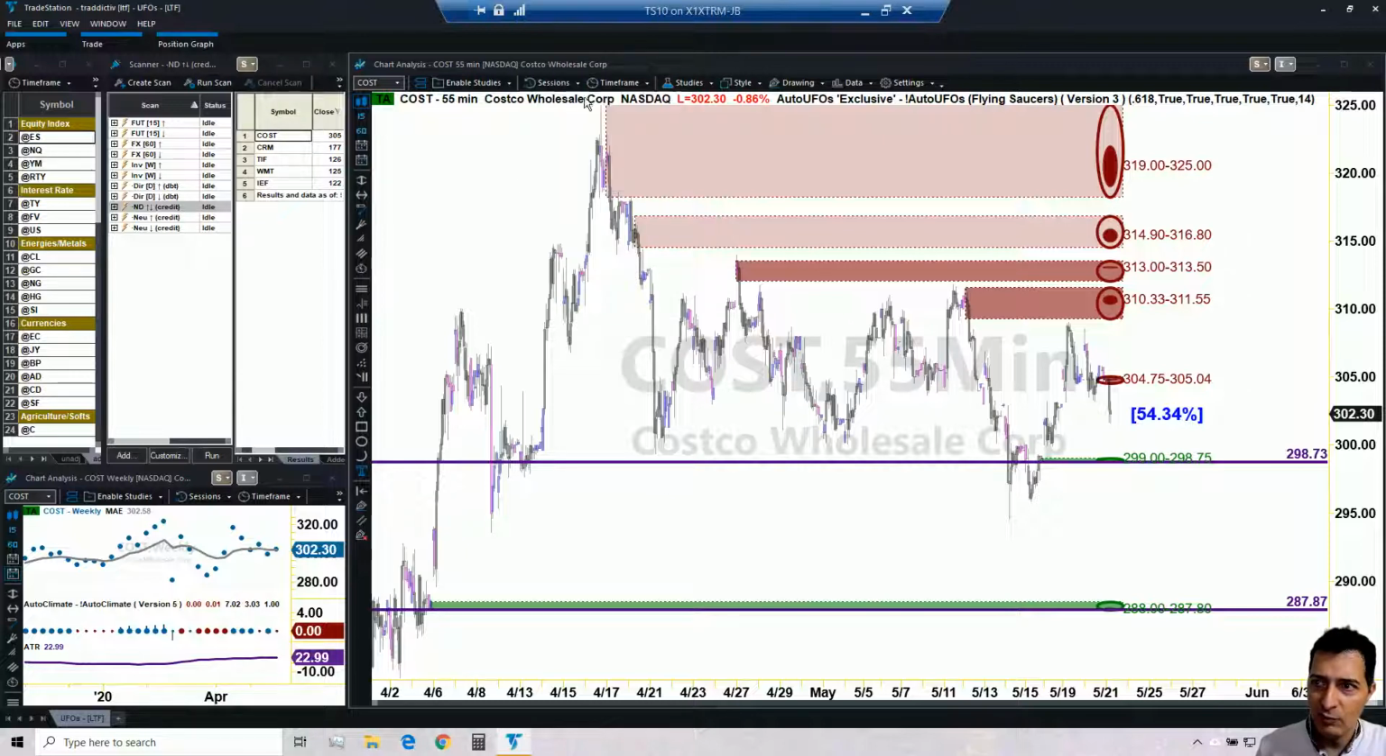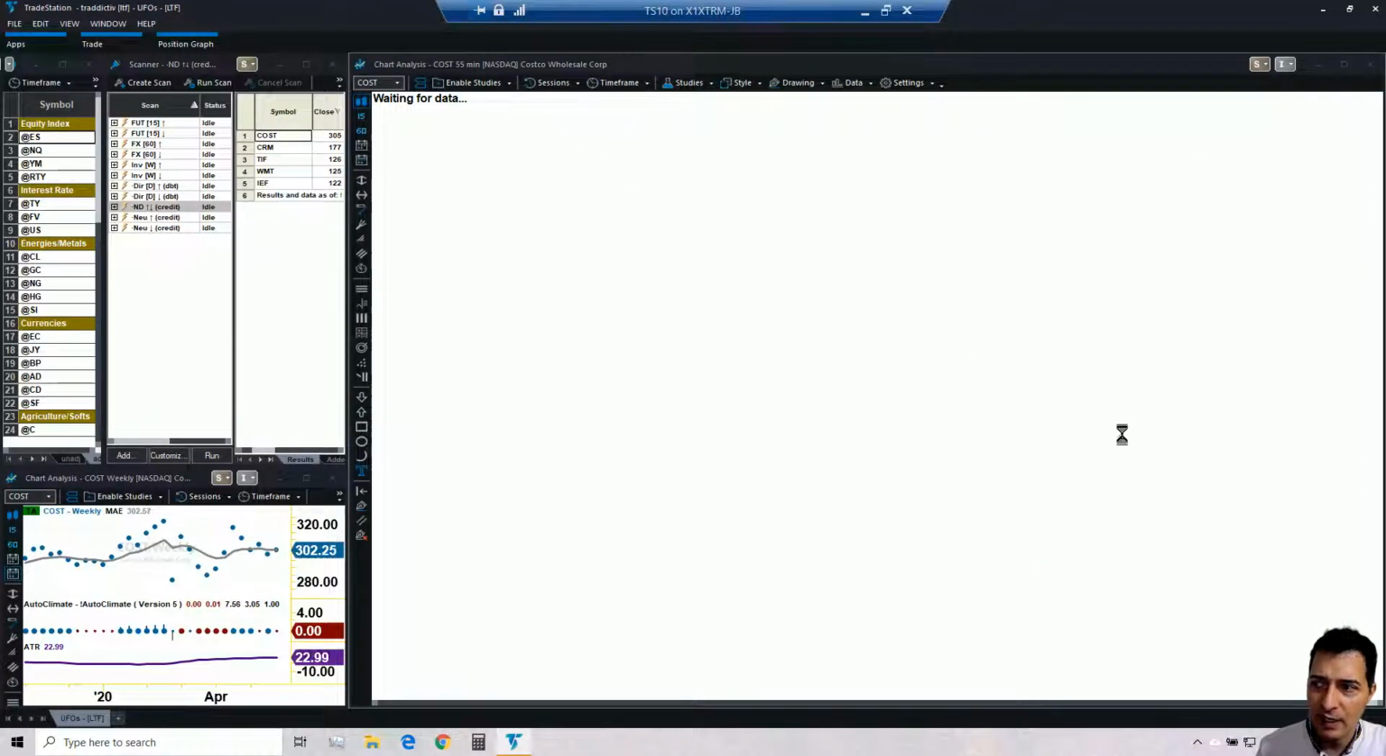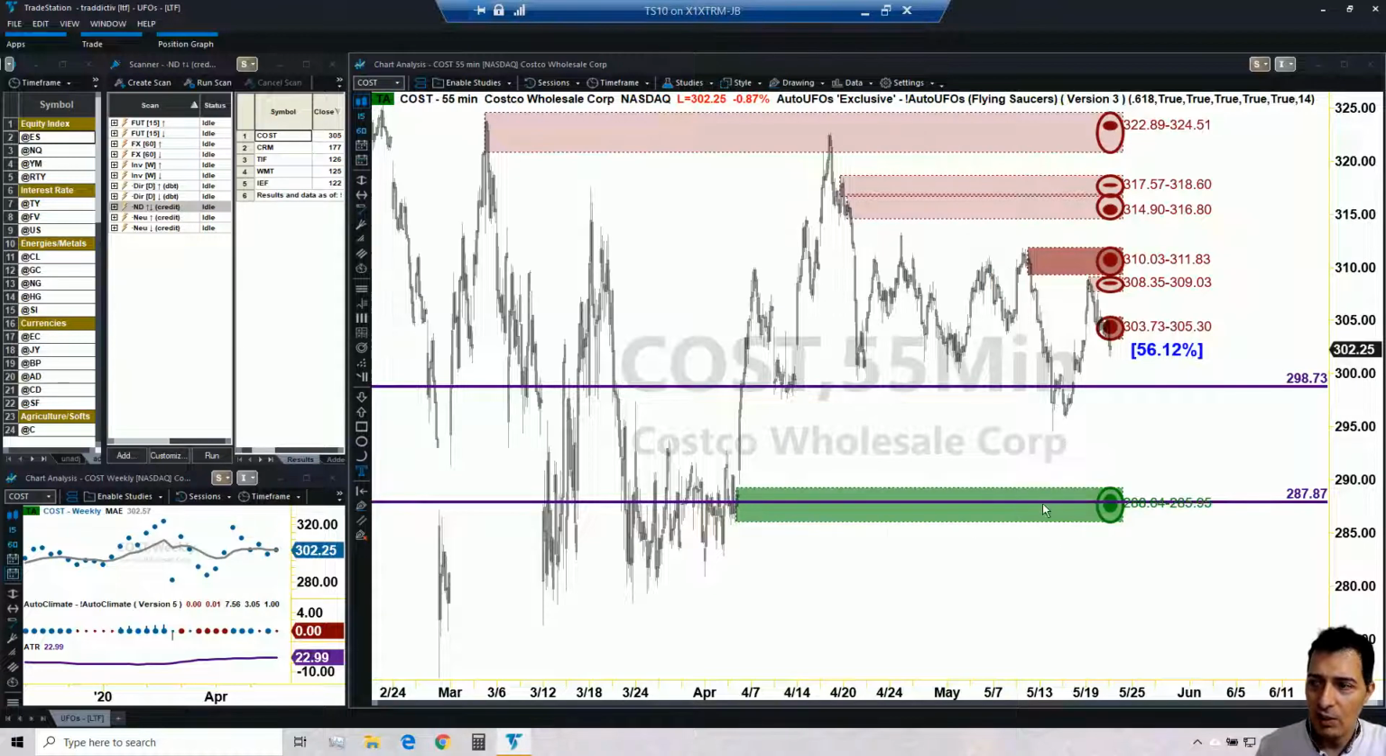And the reason why that makes me happy is because if I go back to regular session, notice how there was only 1 green UFO. Okay, there was only one. And 1 green UFO is not enough for me to put a trade in place. Okay, so in other words, I could be using the 287s. Okay, the 287s, and this realistically is quite far from the current price.